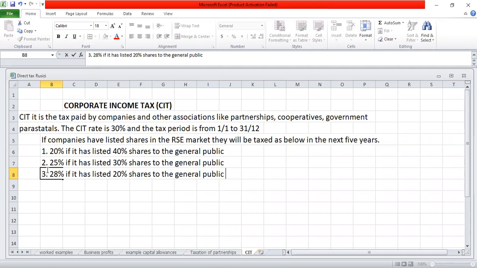And I'm saying the tax discount on listing of shares is only for a period of 5 years from the date of listing. So you count 5 years. After 5 years, the company goes back to 30%.